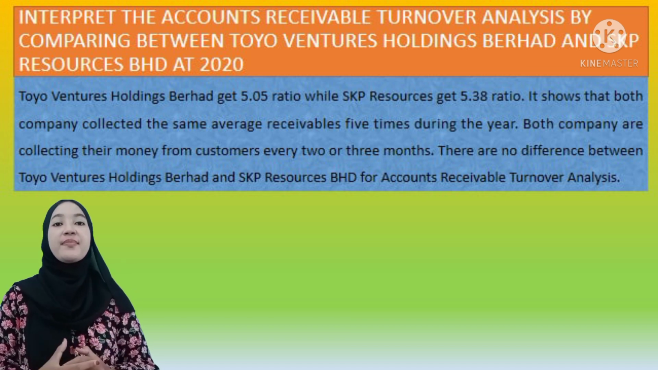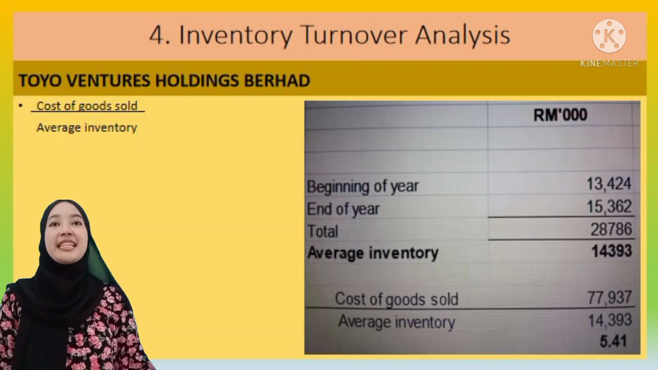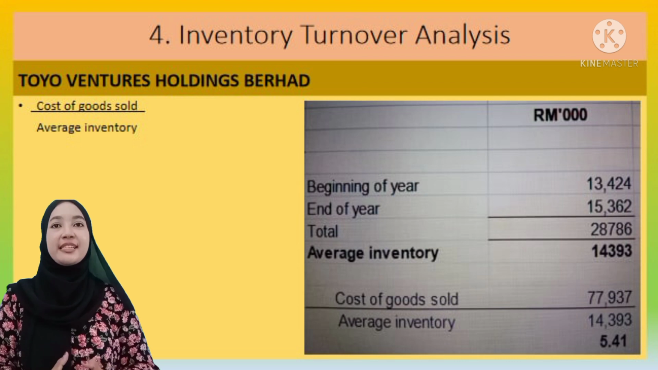I will interpret the account receivable turnover analysis by comparing two companies. Toyo Ventures Holding Berhad get 5.05 ratio while SKP Resources Berhad get 5.38. It shows that both companies collected the same average receivables 5 times during the year. Both companies are collecting their money from customers every 2 or 3 months. Lastly, inventory turnover analysis. The formula is cost of goods sold divided by average inventory.